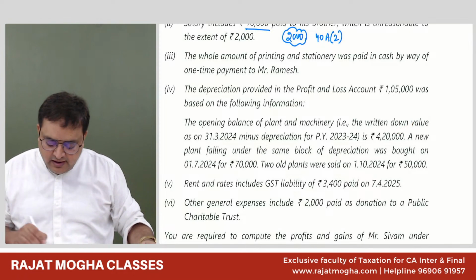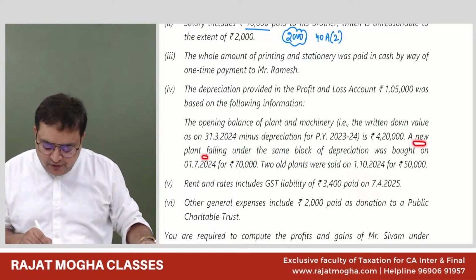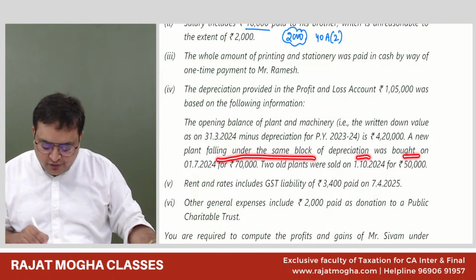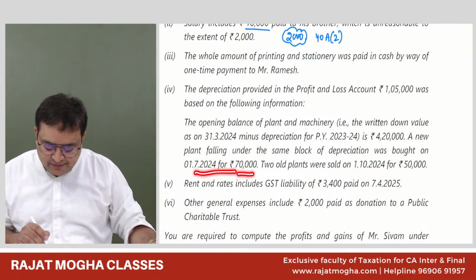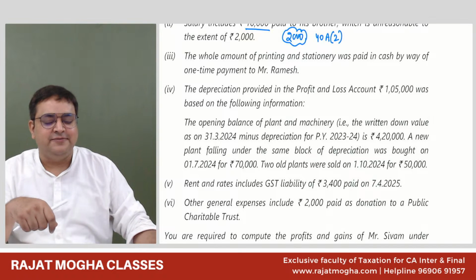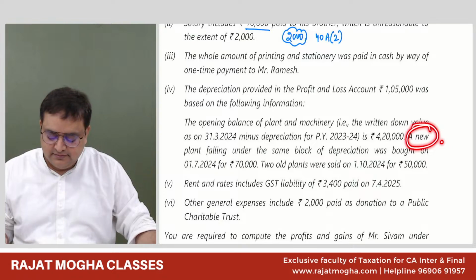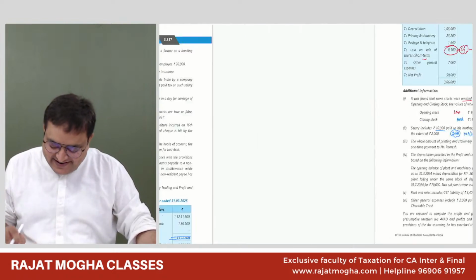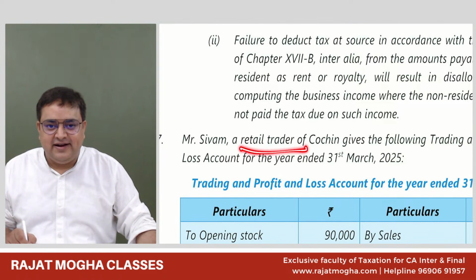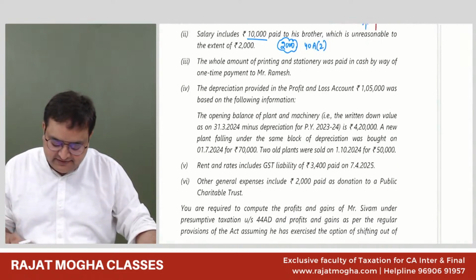420. A new plant falling under the same block of depreciation was bought on this date, 70,000 rupees. Please tell me, is he following the default regime? No, he's following the optional regime. Will you give him additional depreciation? No, sir. He is a trader, a retail trader. He's not a manufacturer. So you should not give him additional depreciation.